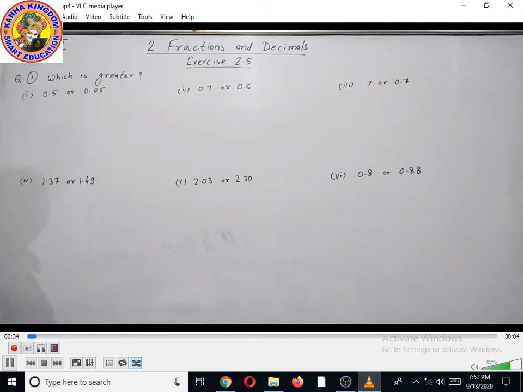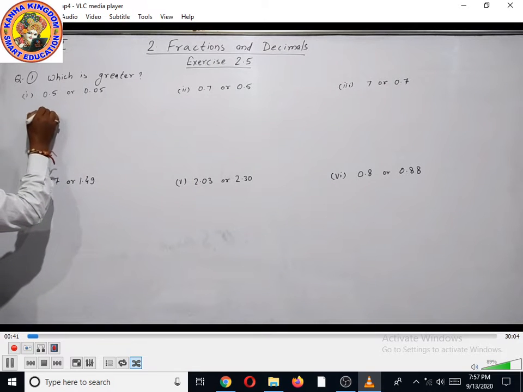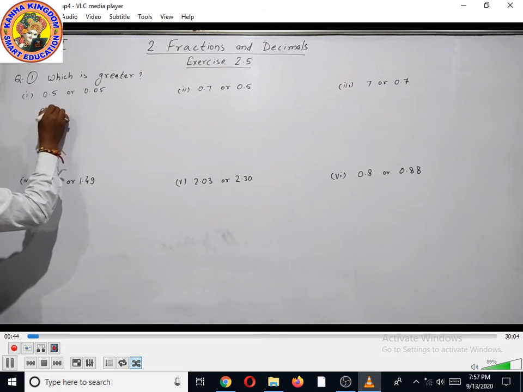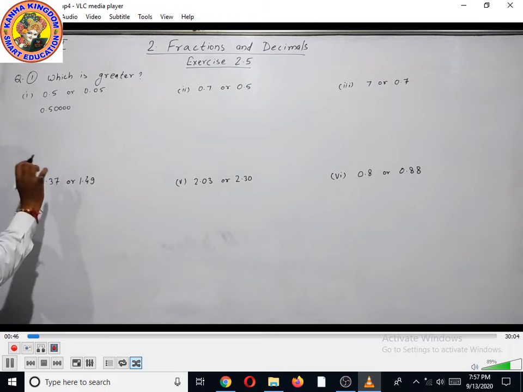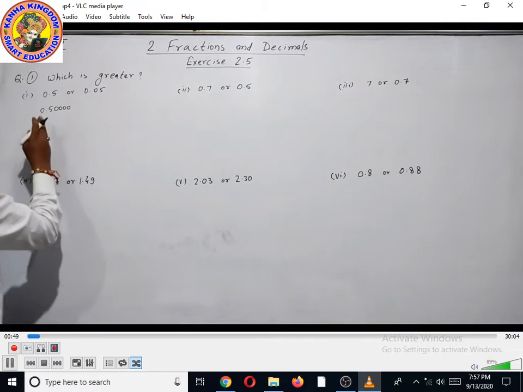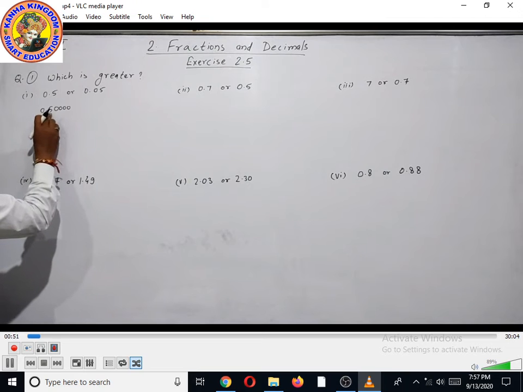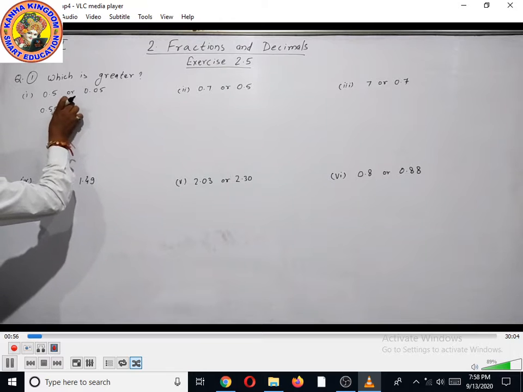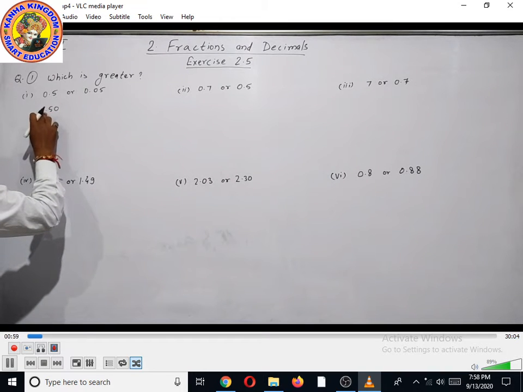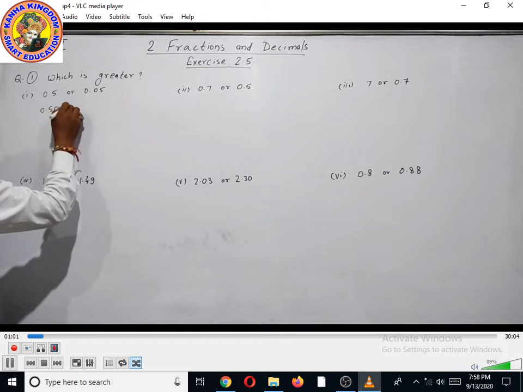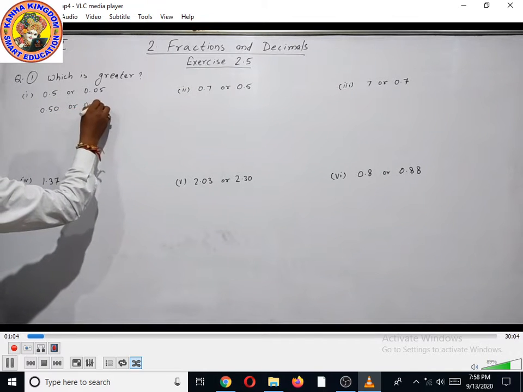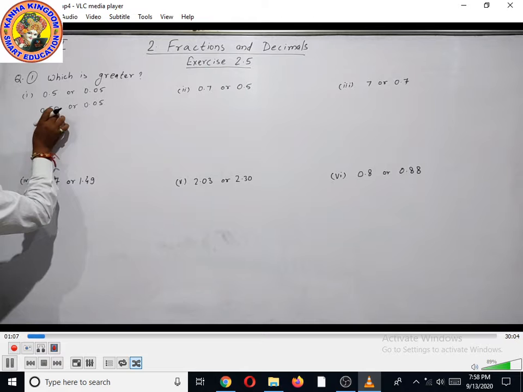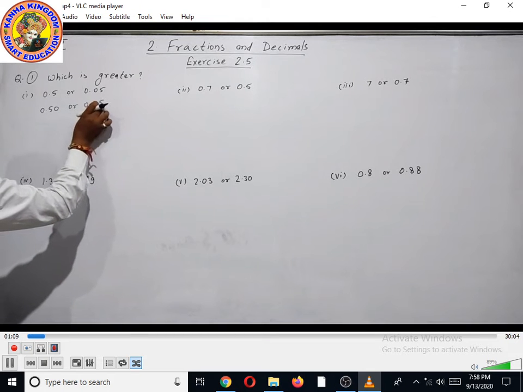Question number one. Which is greater? There are two numbers. In a decimal number, we can add any number of zeros on the right side. So these are 0.50 and 0.05.